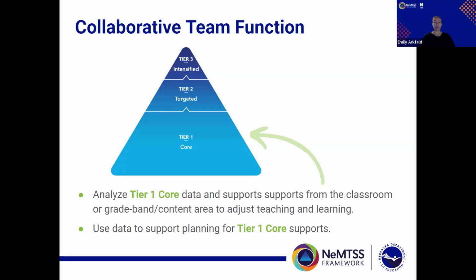The collaborative team also begins to use data to make database decisions about Tier 2 targeted supports to respond to student needs. At Tier 1, the function of collaborative teams is to analyze Tier 1 core supports from the classroom and use grade band data to adjust teaching and learning, and to use data to support planning for Tier 1 core supports.